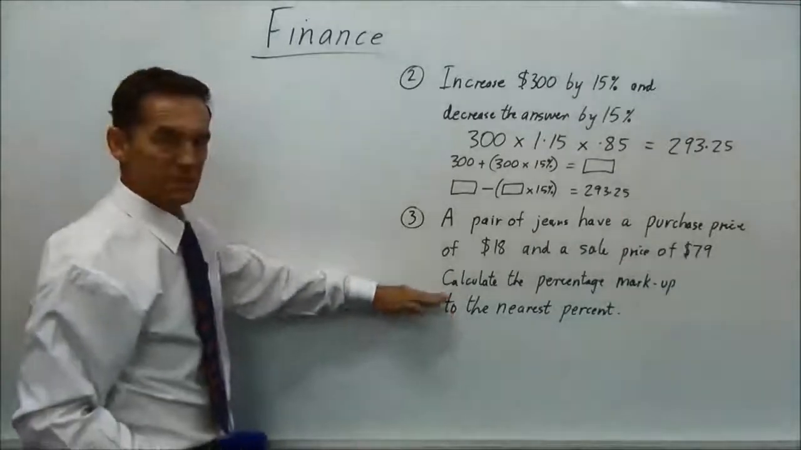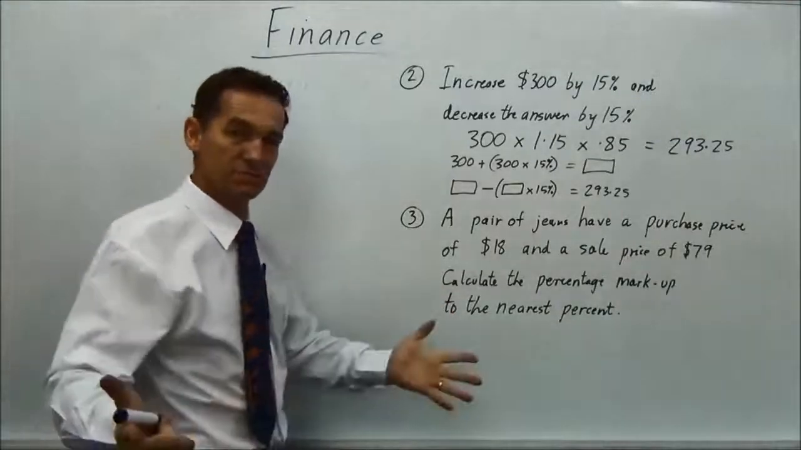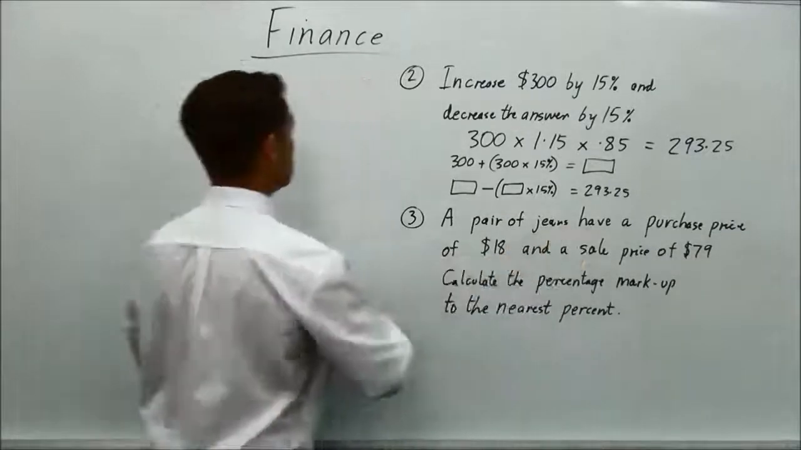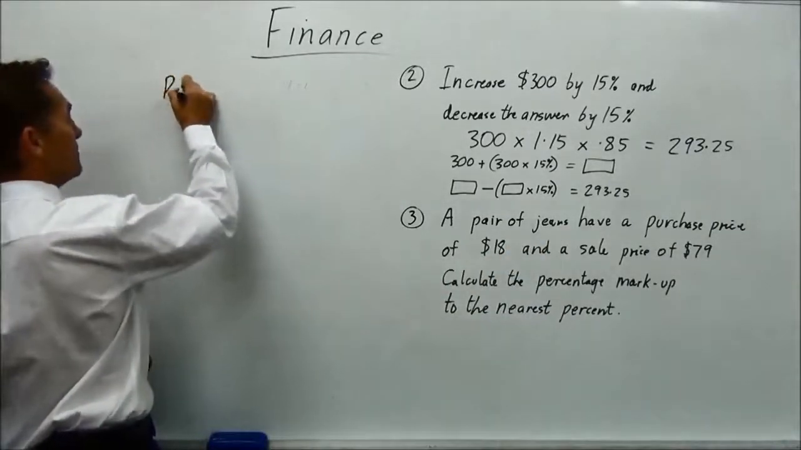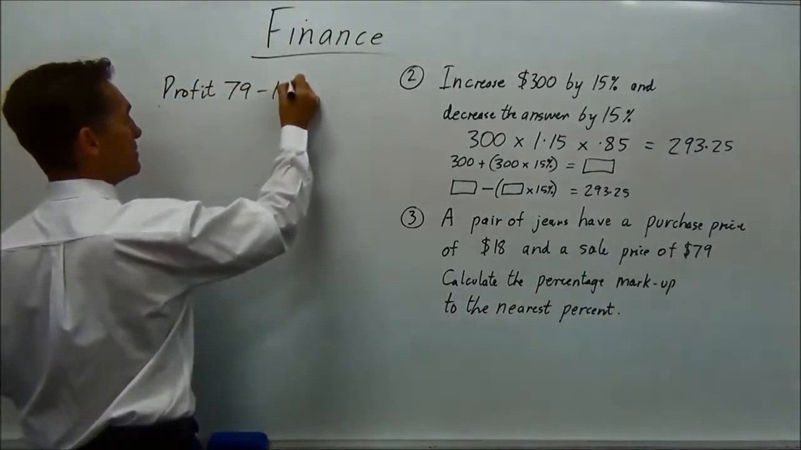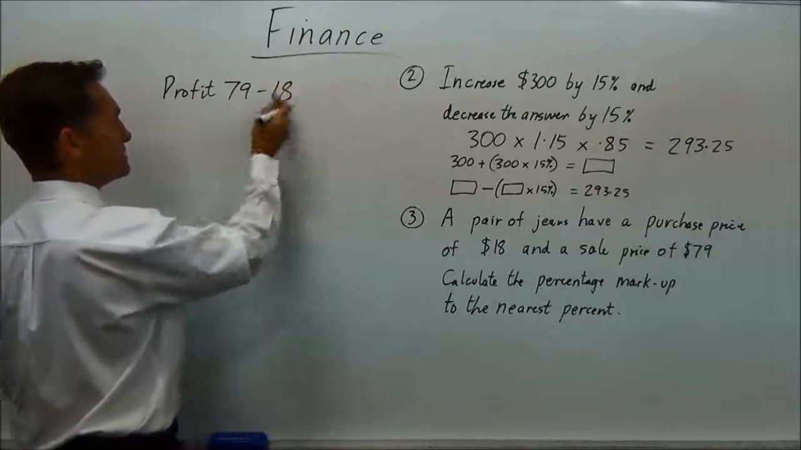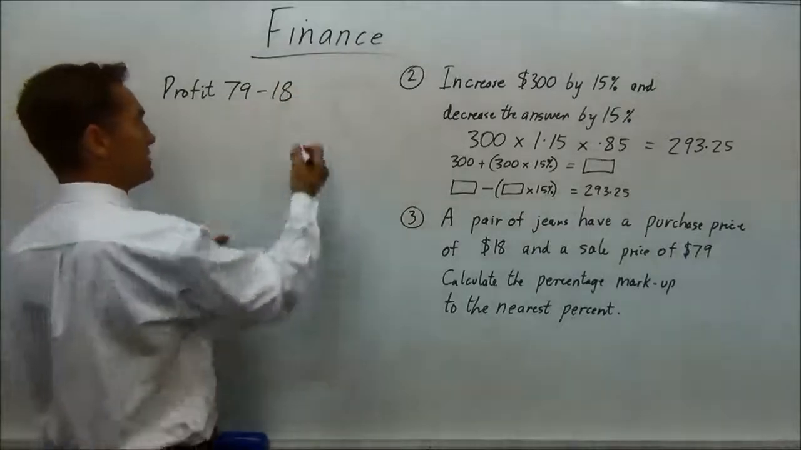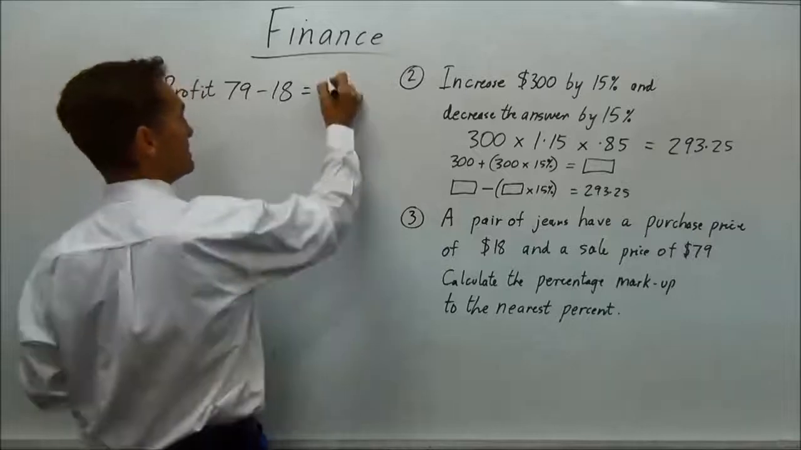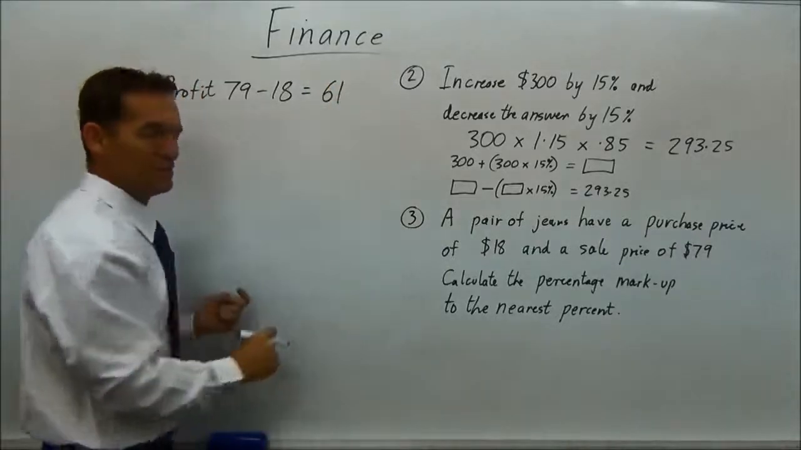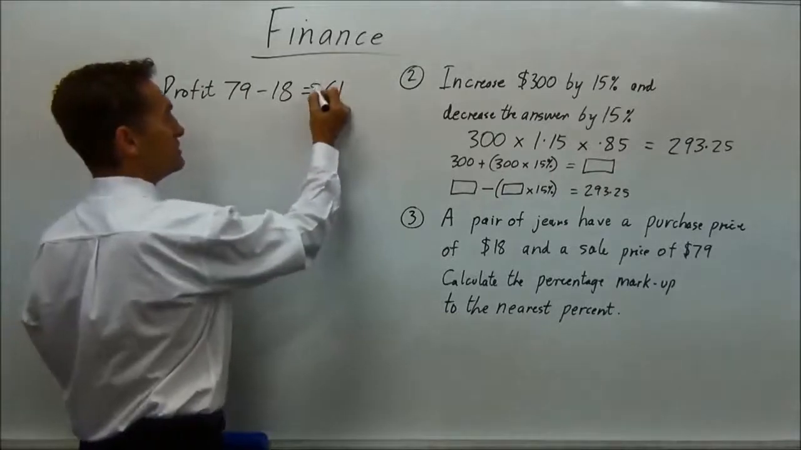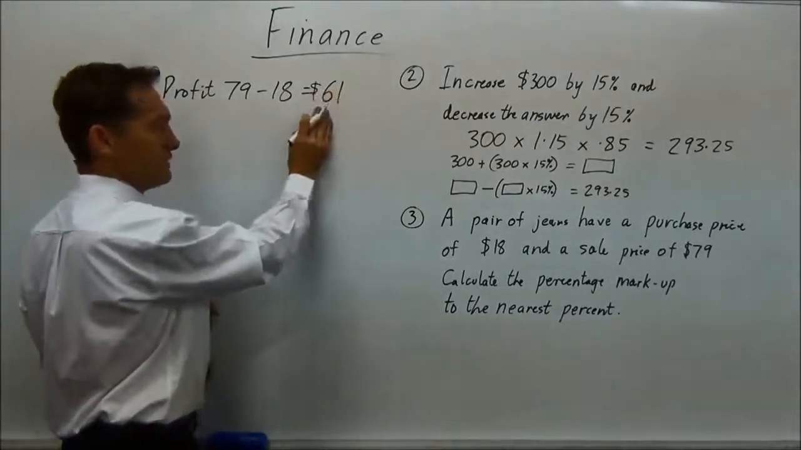Calculate the percentage markup. First thing you should do is, what's the profit? How much are they making? You've got 18 and 79. So the profit is 79 take away 18. Well, what's 79 take away 18? If you can't do it in your head, you can press the buttons on your calculator and you get $61. Okay, so that's our profit. Our profit is $61. Right?